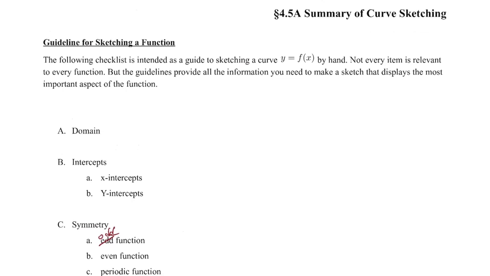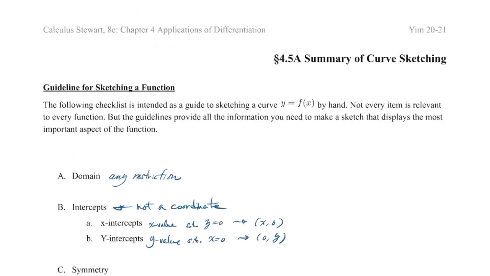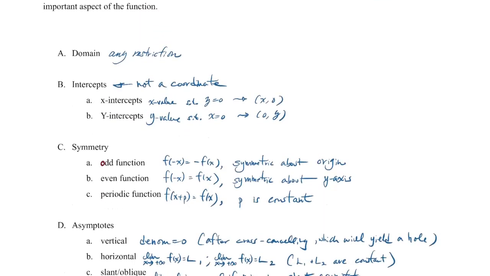Okay, here it is. So in domain, you're looking for any restrictions. Denominator, square roots, actually nth root where the n is even, and things like that, right? So you need to be aware of any restrictions of the domain that's inherent to the function. And also, you have to sort of remember the x and y intercepts.